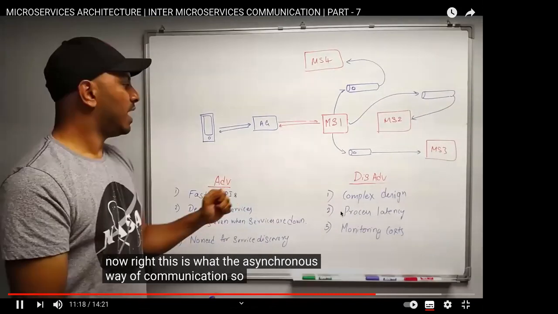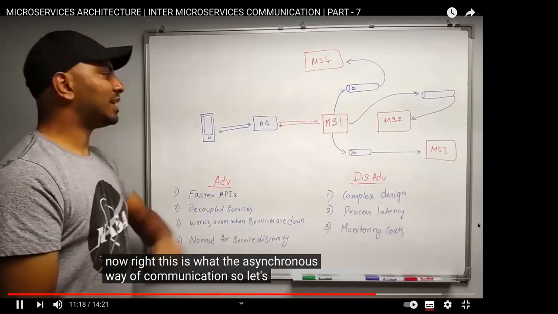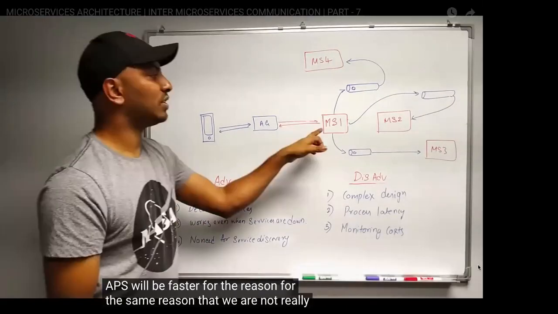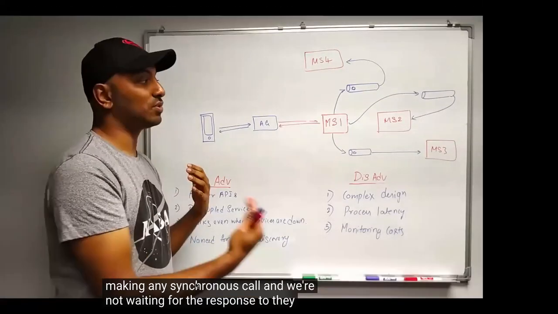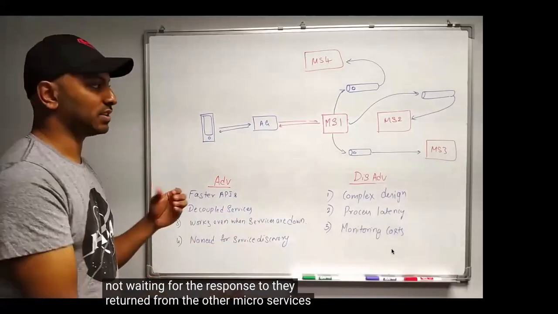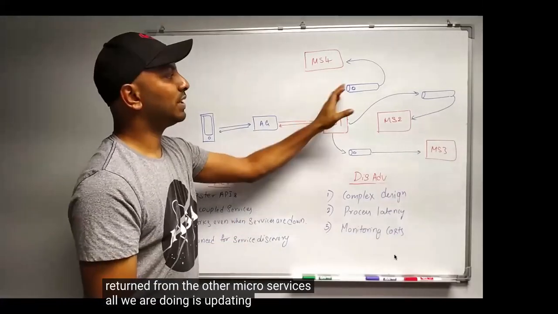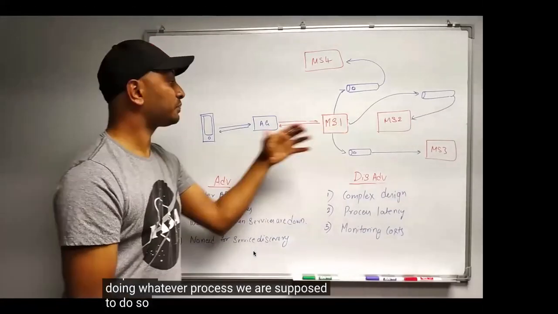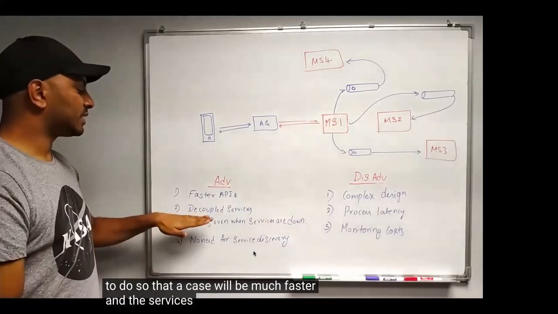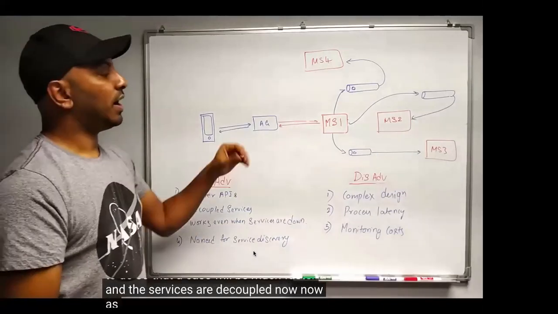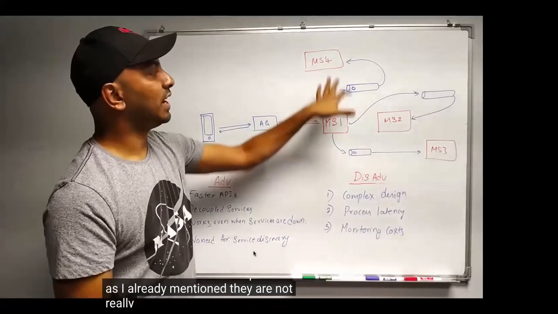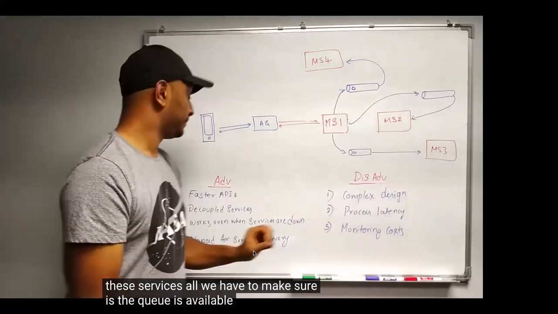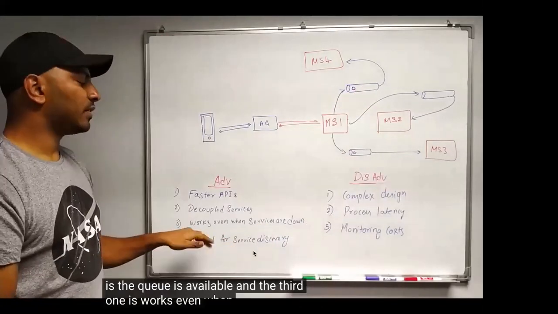So let's understand what the advantages are. The APIs will be faster, because we are not making any synchronous call, and we're not waiting for the response to be returned from the other microservices. All we are doing is updating the queues, and then we are just returning the response, doing whatever process we are supposed to do. So the APIs will be much faster, and the services are decoupled now. As I already mentioned, they are not really affected by the availability of these services. All we have to make sure is the queue is available. And the third one is that it works even when the services are down. That's the same point, right?